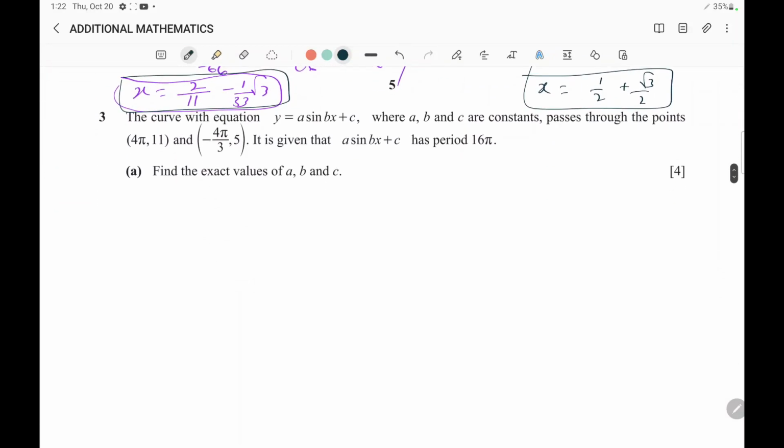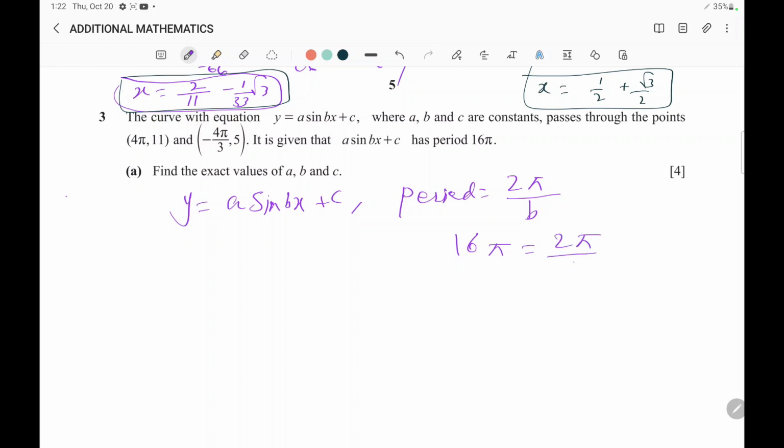This is question number 3. The curve with the equation passes through the points. Okay, it is given that a sine bx plus c has a period. Okay guys, so the period is given. We have y equals a sine bx plus c, right? And we know the period is 2 pi over the x coefficient, which is b, right? And the period is, guys, 16 pi.